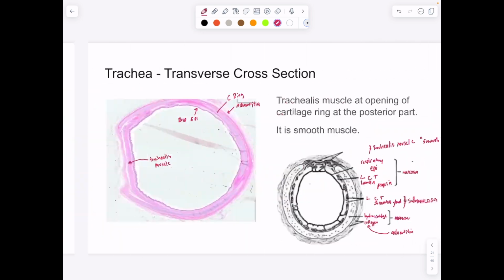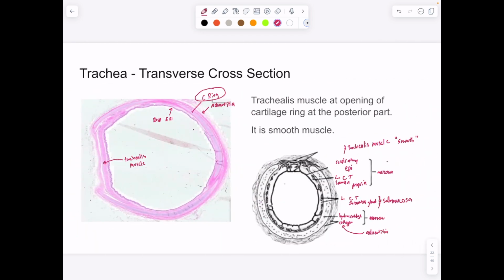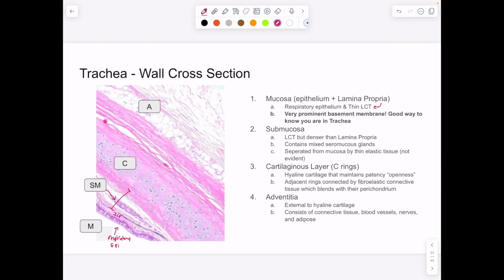All right, cross section of the trachea. So we're looking at a coronal view here. Cross section, though, we can see a nice C ring, right? It's not a complete ring. And at the opening of the C, you have the trachealis muscle, which is smooth muscle. We do have, of course, a respiratory epithelium. There's no exception to our rule. We have our lamina propria, loose connective tissue, submucosa with our seromucous glands, and then past the cartilaginous layer, we have our adventitia with our loose connective tissue, adipose, nerves, veins, etc.